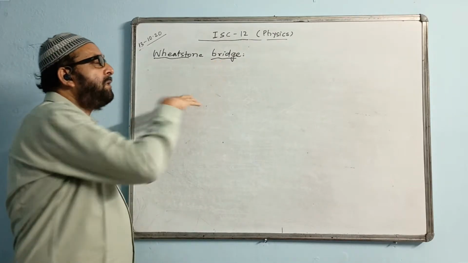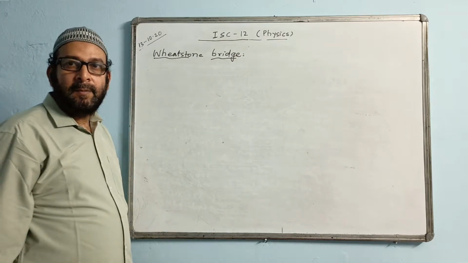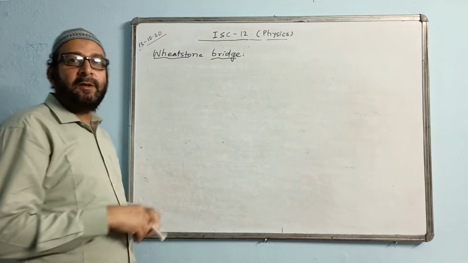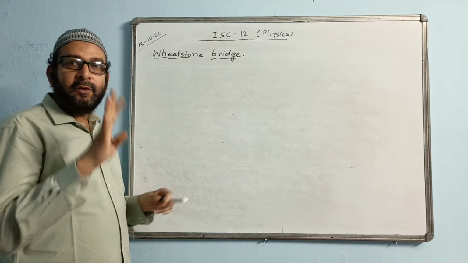What is the meaning of bridge? Actually it means circuit. In case of electricity, it means circuit. So we are having an electric circuit having four resistances.